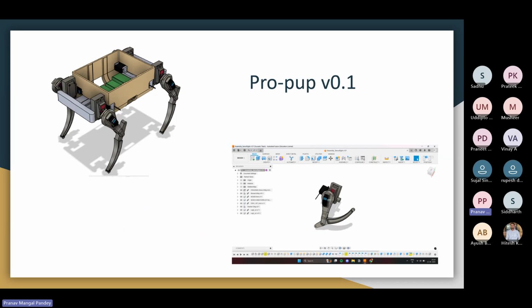We were initially planning to put some rubber ends, but now things have changed. We have started with a problem statement, so we'll be talking about that.